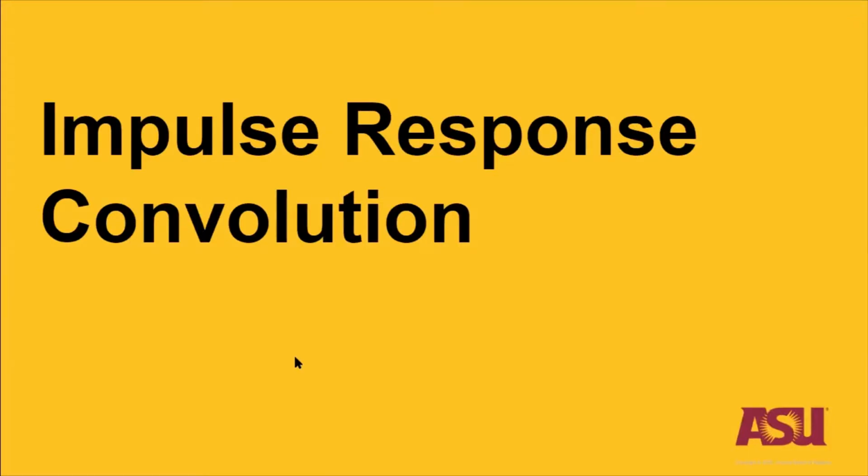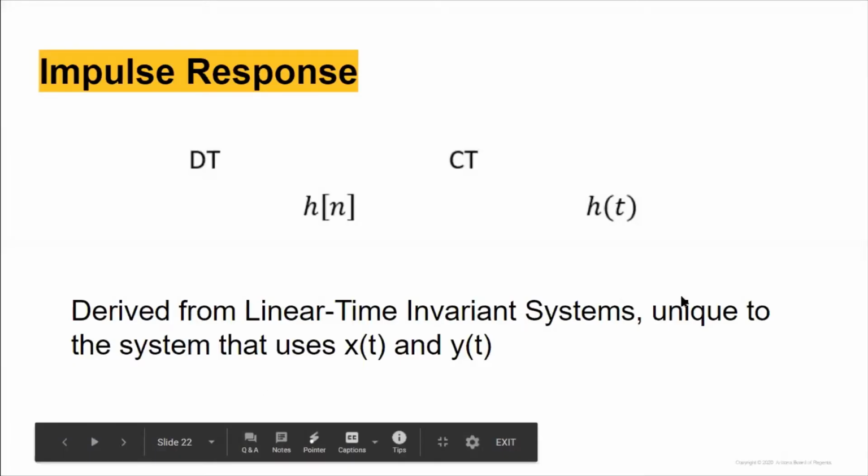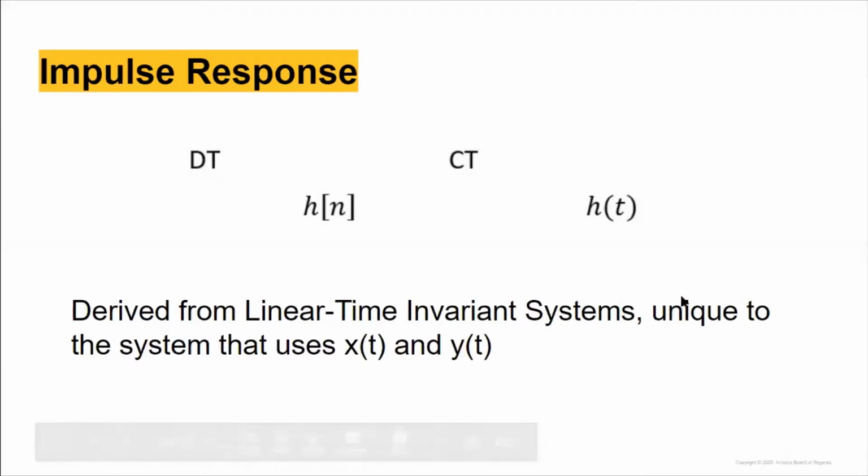So the next part I'm going to go over is something called an impulse response and a convolution. Okay, so we can only gain impulse responses from systems that are linear time invariant, or LTI for short. Impulse responses are very unique to those systems, and they can be gained from any system as long as it follows those rules.